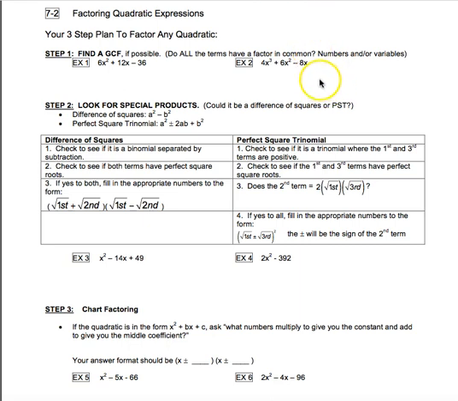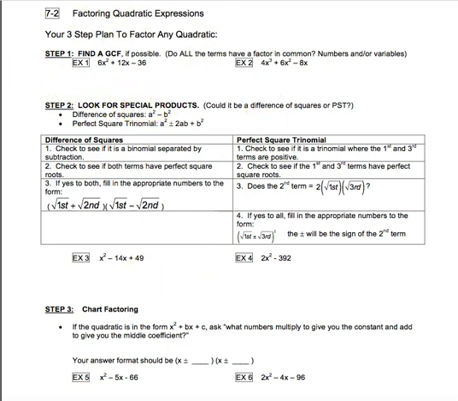So in this first station video, we are going to go through 2 of the 3 steps in the 3-step plan that should get us to factor any quadratic. So we're going to do step 1, and then we're going to do step 2. And then in the other stations video, we will talk about step 3.